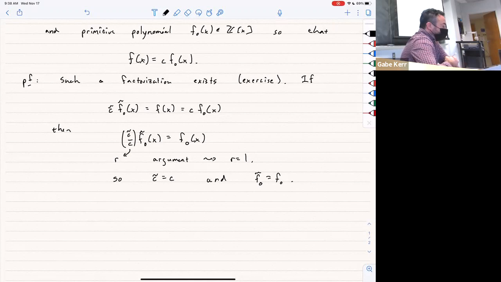So that's the uniqueness. It shows that there's only one way to do this. That comes in handy with several of these arguments, this fact.